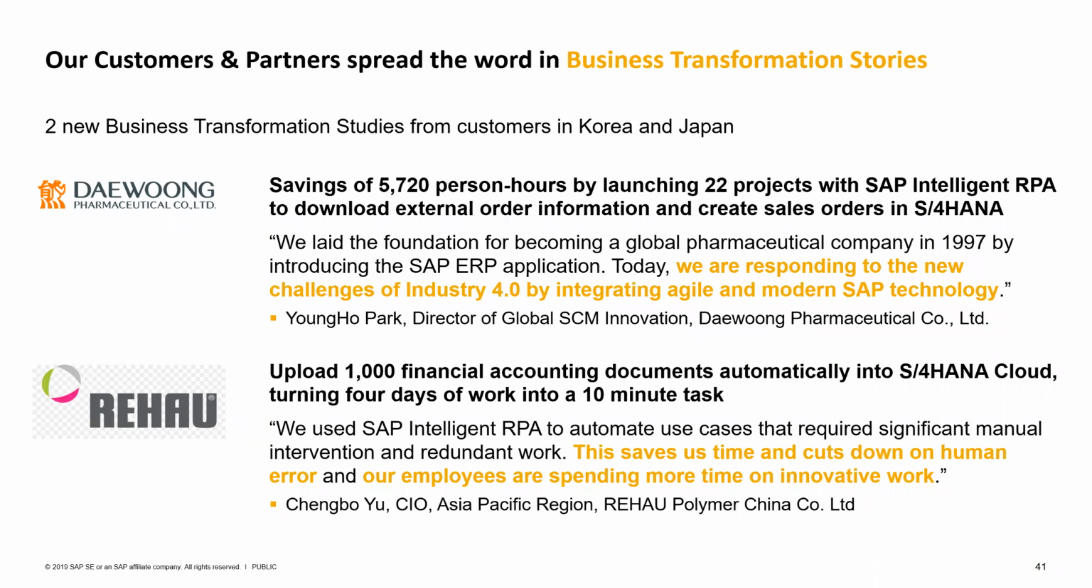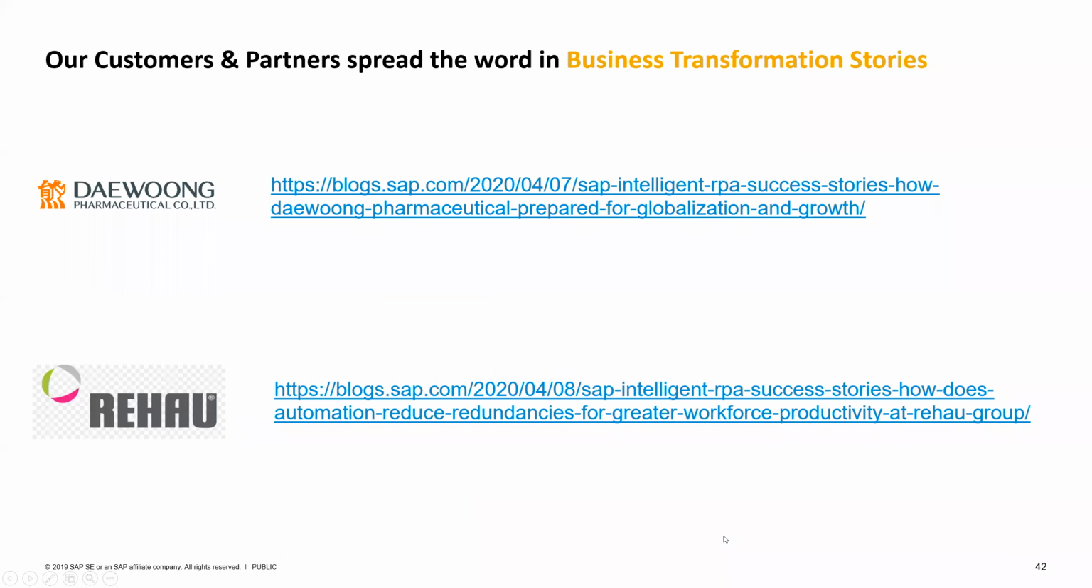ERP. And another one is Rihao. Rihao is a polymer producer, and their China subsidiary has improved their financing operations by using RPA bots around S4HANA Cloud to reduce 4 days of work into only 10 minutes. Those documents are available publicly in the SAP Digital Library, and there are blog posts presenting the use cases.